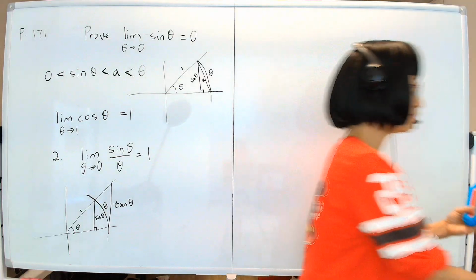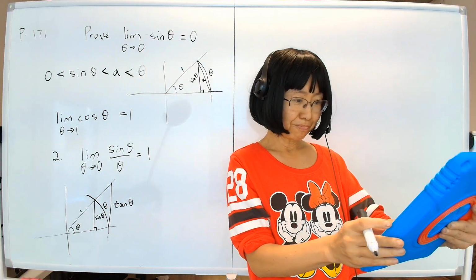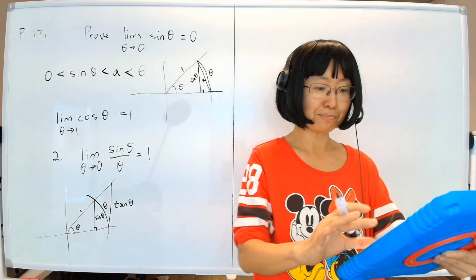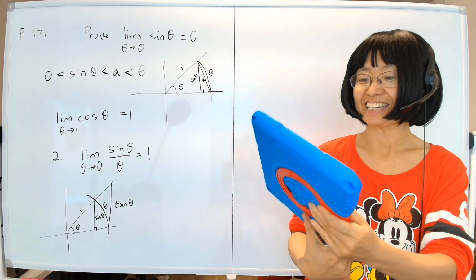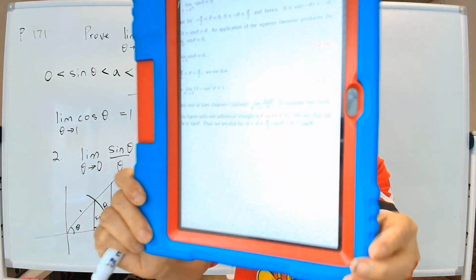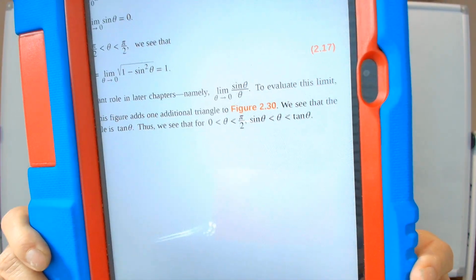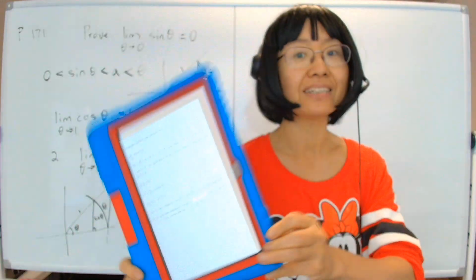But first, I want to read out how your book puts it. Your book says, "and we see that," which I think is funny. Look at the bottom of the next page, where it says, we see that sine theta is less than theta less than tangent theta.